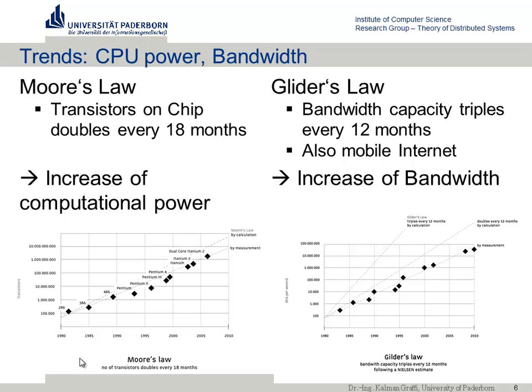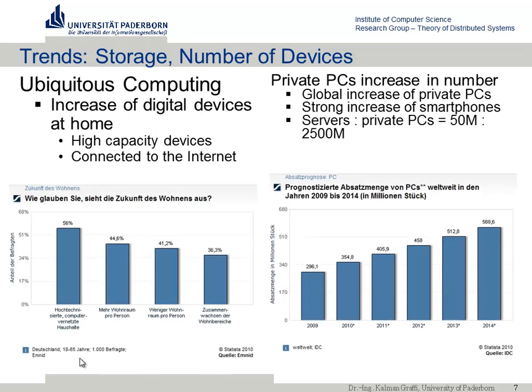Quad-core CPUs are nowadays probably normal, and further on they will be even more powerful. On the right side, the bandwidth capacity is also doubling and tripling every 12 months. So on one side our computers get more and more powerful, storage gets cheaper, and bandwidth is increasing. So we have at the user side an enormous amount of storage and computational power that can be used.